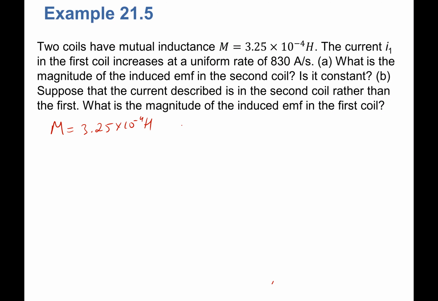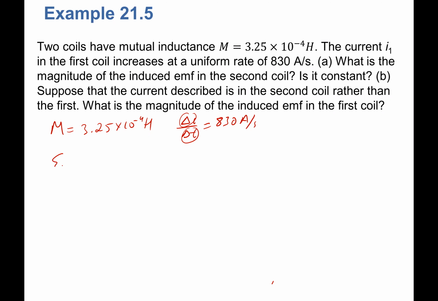That means the changing current as a function of time equals 830 amps per second. We can see that it is current per time, so amps per second. That quantity is the changing current as a function of time. All right, then what is the magnitude of the induced EMF in the second coil?